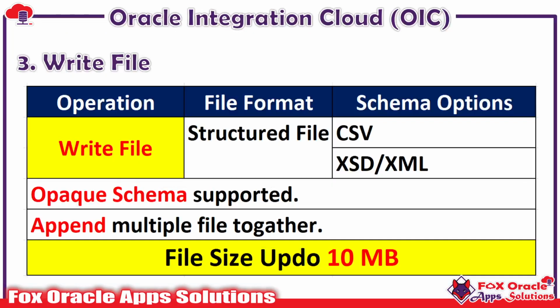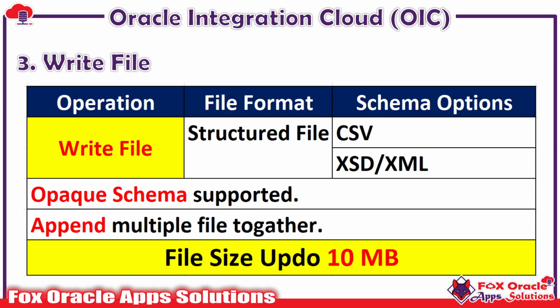Whenever we want to create a file in our integration, we need to use the write file stage file activity. The write stage file activity supports opaque schema, which is useful when getting data from a BI report and converting that BI report data into an actual file. We can use the append operation while writing the file, so if we have already created a file with a name and want to create it again, the data can be merged into a single file with both data. We can write a file up to 10 MB in size.